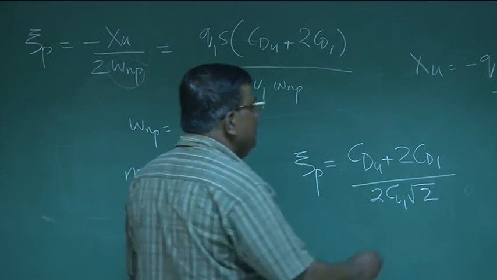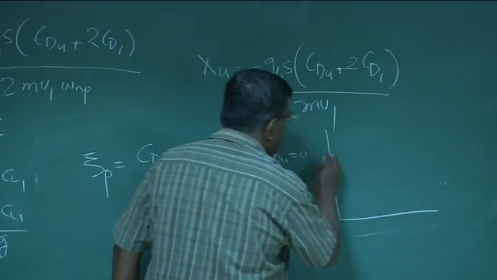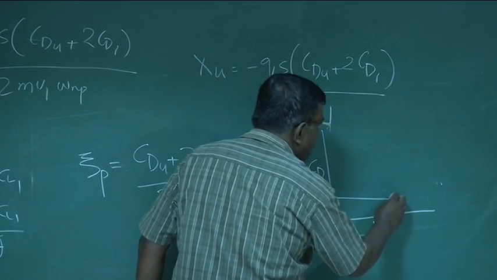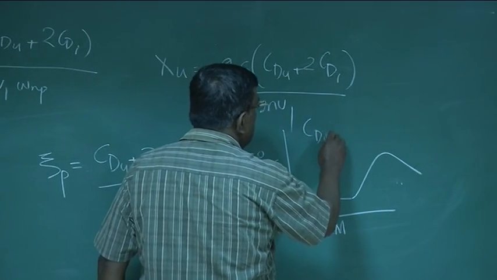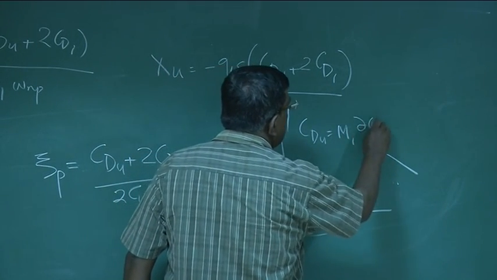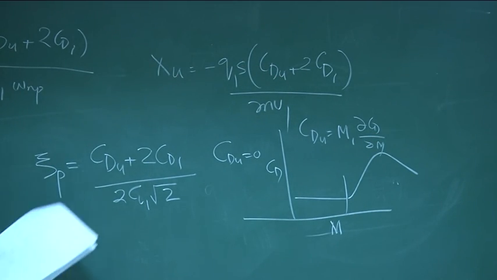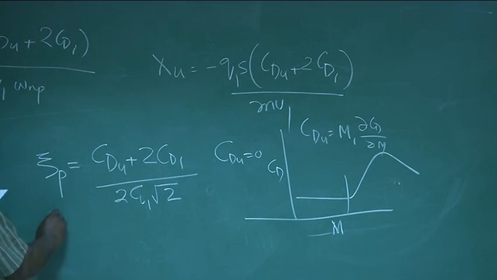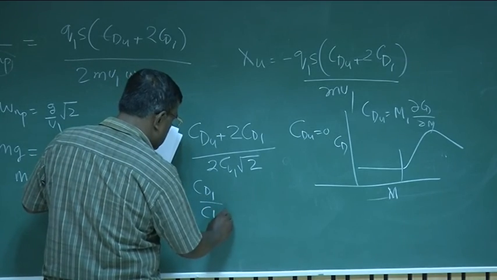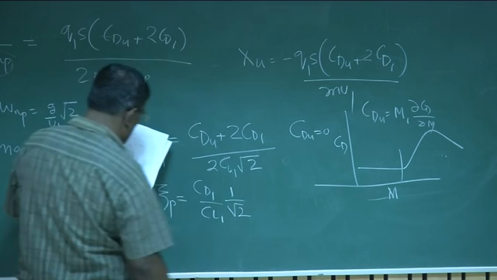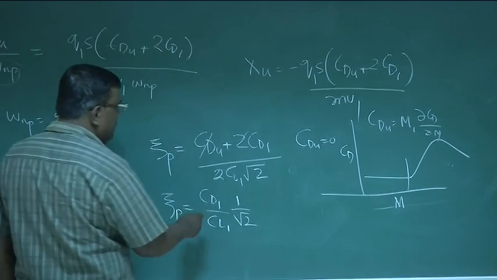And if CDU is 0, that means you remember CD versus Mach number is very constant up to 0.6 or 0.7, then goes like this, and CDU is nothing but M1 dCD by dM. So up to this point, dCD by dM is 0. So for a subsonic case, I can neglect this. So zeta P is CD1 by CL1 times 1 by root 2. Okay, this cancels, so this is the expression.